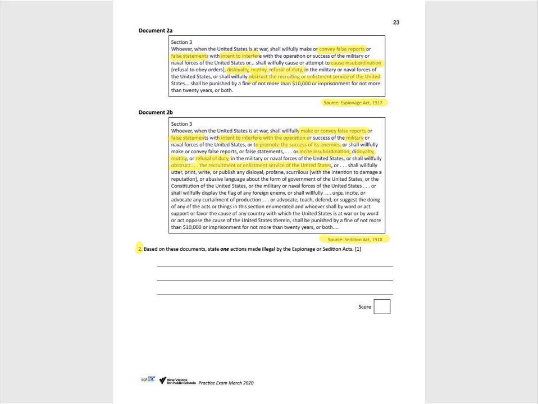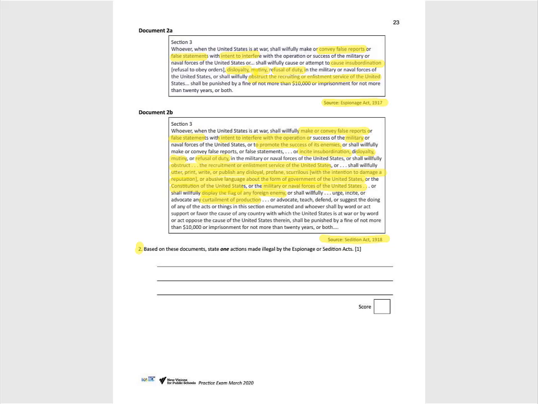or enlistment of the United States, or shall willfully utter, print, write, or publish any disloyal, profane, scurrilous, which just means with the intent to damage a reputation, or abusive language about the form of government of the United States, or the Constitution of the United States, or the military and naval forces of the United States, or shall willfully display the flag of any foreign enemy, or shall willfully urge, incite, or advocate any curtailment of production, or advocate, teach, defend, or suggest the doing of any acts or things in the section enumerated, and whoever shall by word or act support or favor the cause of any country with which the United States is at war, or by word or act oppose the cause of the United States therein, shall be punished by a fine of not more than $10,000, or imprisonment for not more than 20 years, or both.